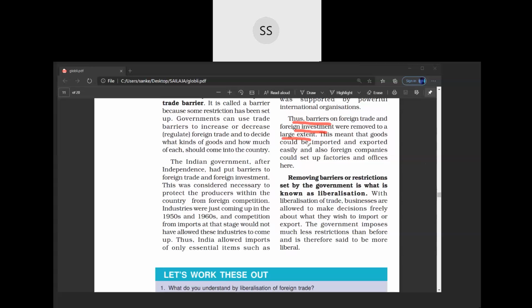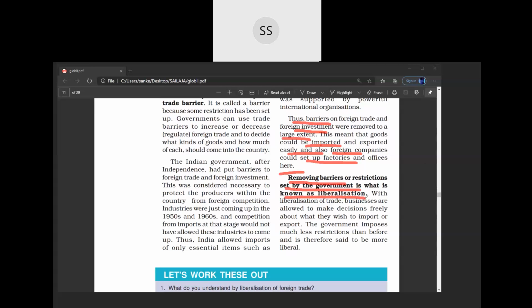What do you mean by removal of barriers? That any amount of goods can be imported, any amount of goods can be exported, and any foreign company can come to India and set up their factories and offices here, which you can see now in Delhi, Bangalore, Chennai, Mumbai. All over, you will see every country's factories, banks, offices located in India now. So, removing barriers or restrictions set by the government is what is known as liberalization. The term liberalization means removing barriers or restrictions which are set by the government on trade.